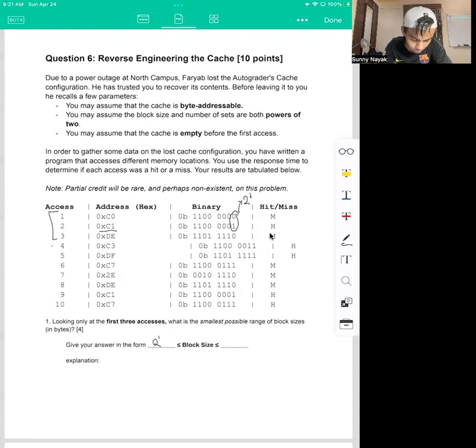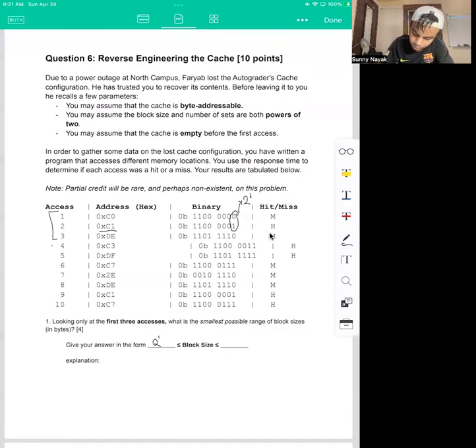So let's take a look at address DE. We look at address DE and we see that we get a miss. So what does that mean? Well, so far, what I know is inside my cache, I only have 1 block, because C0 and C1 belong to the same block. And so when we get a miss here, that tells me essentially just that DE doesn't belong to the same block as C0 and C1.